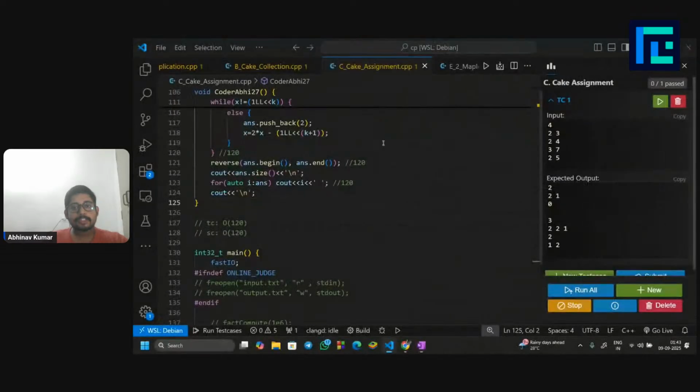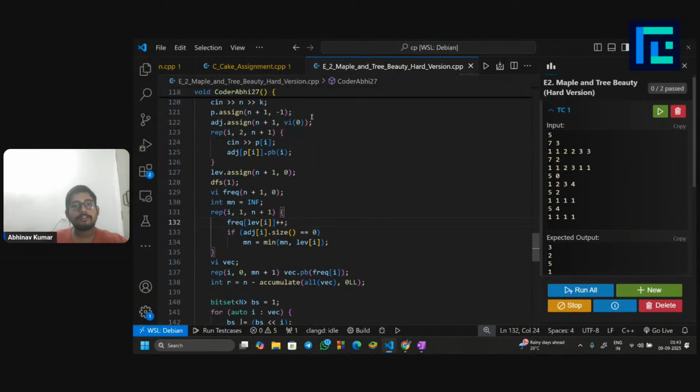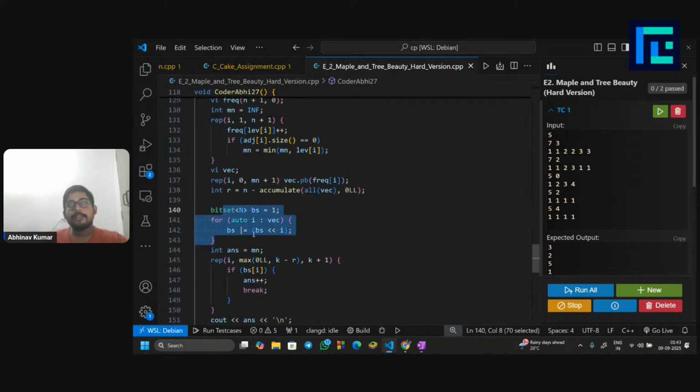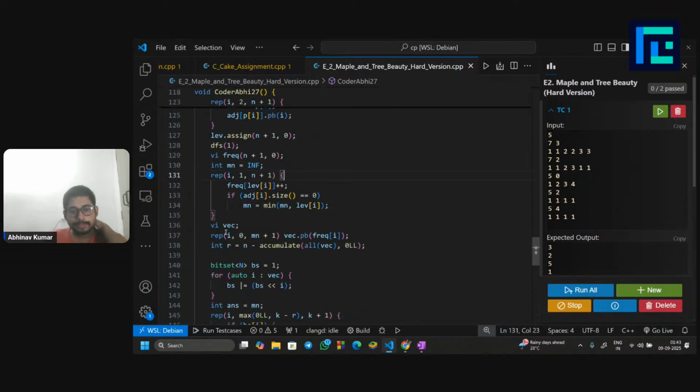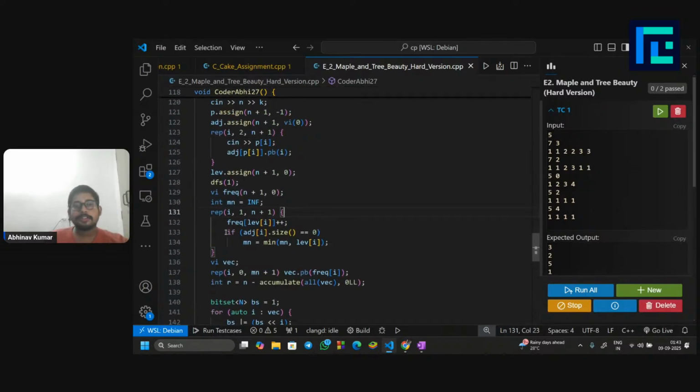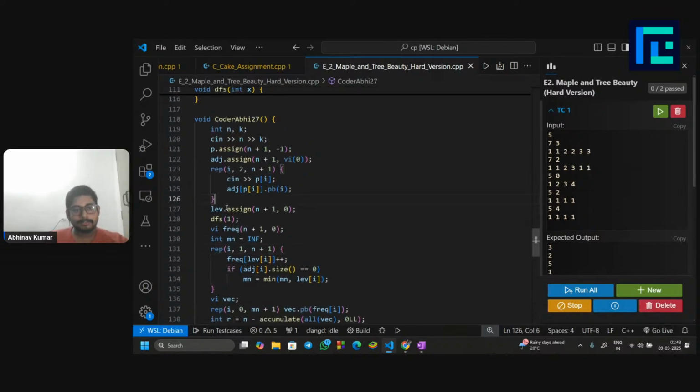Okay, so let's move to the code for E. I'm only writing the code for the harder version with the bit set optimization. If you want to write the code for the easier version with n into k complexity, you can use a general knapsack DP to write it. I hope you can do it by yourself. That would be easy only. I'm only showing the code for the harder version.